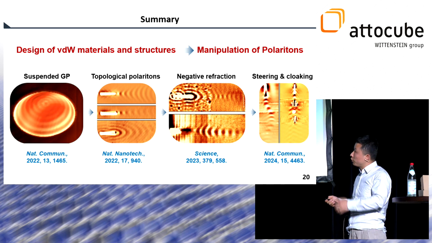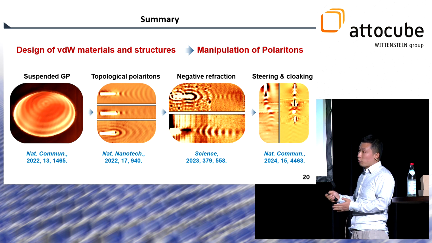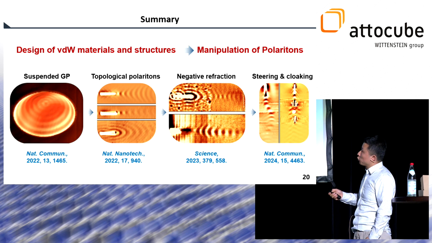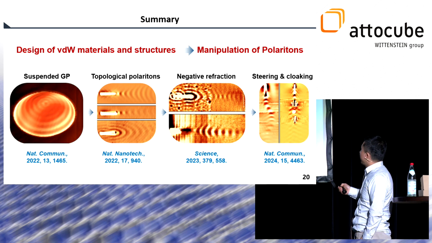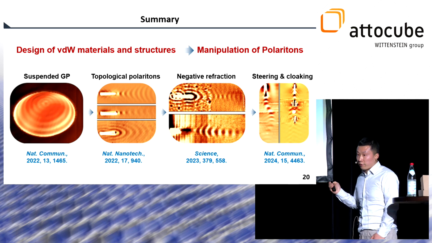First, we're trying suspended graphene with long propagation distance, and we have the graphene and MoO3 heterostructure to support topological polaritons. And then we use this kind of topological polariton to create some gate-tunable negative refraction. And at last, very recently, we developed these steering and clocking polariton devices.